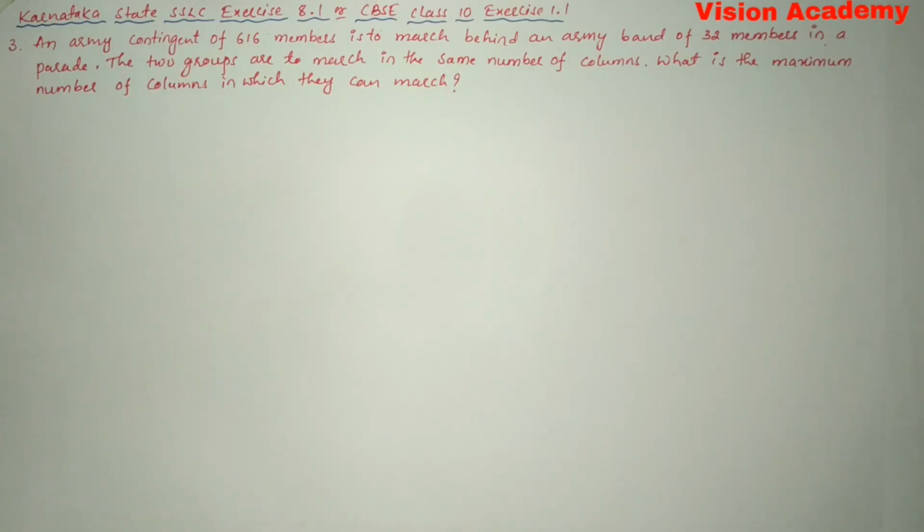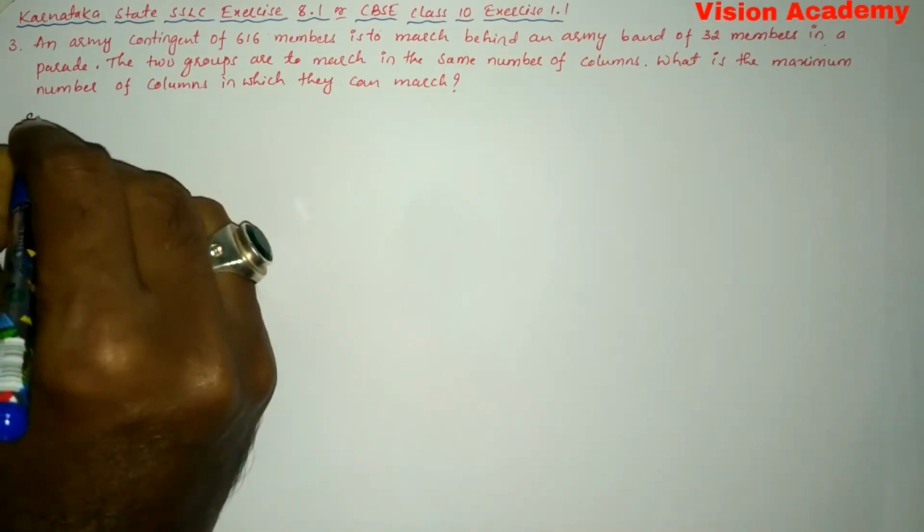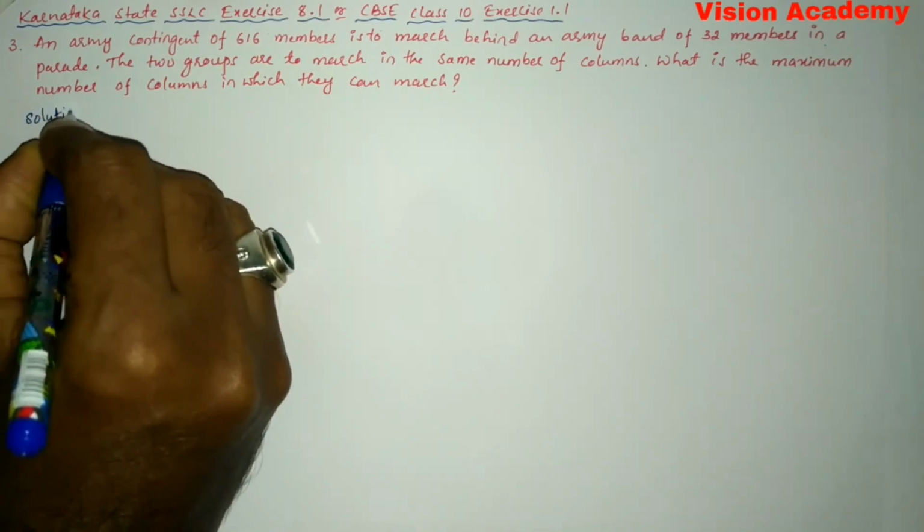Question number 3. An army contingent of 616 members is to march behind an army band of 32 members in a parade. The two groups are to march in the same number of columns. What is the maximum number of columns in which they can march? Now let us find the solution for the given problem.